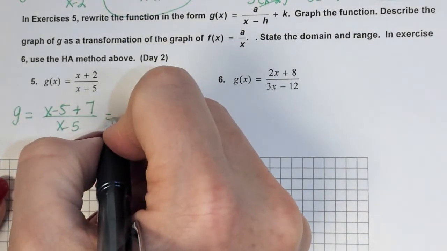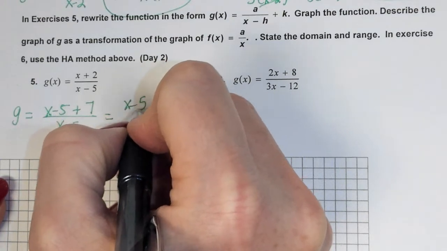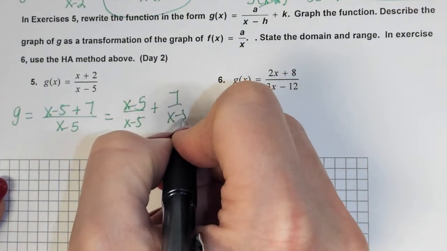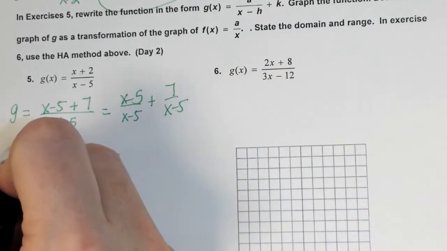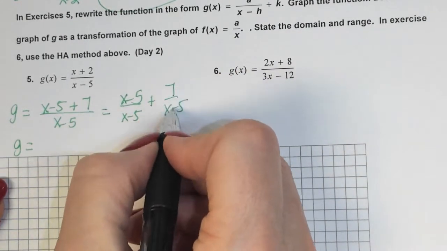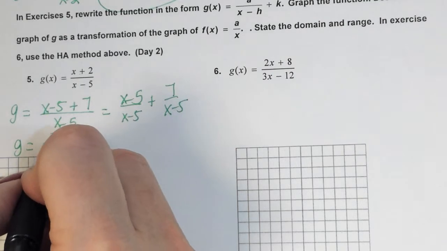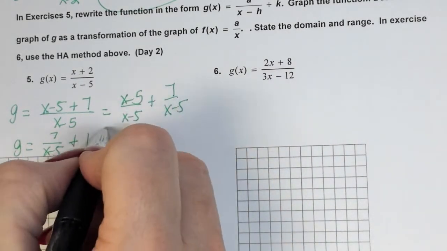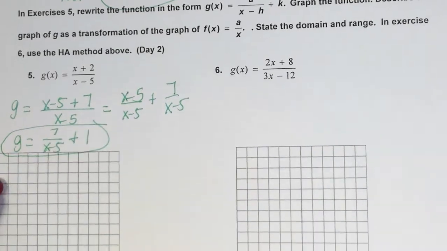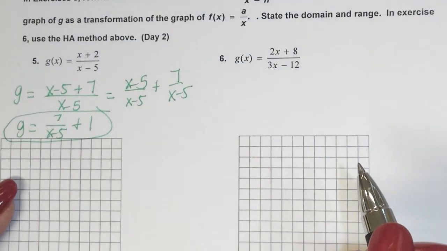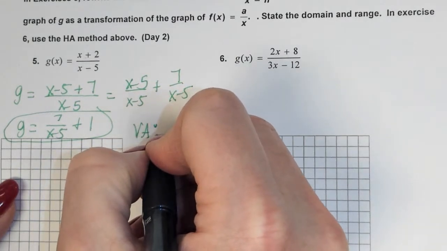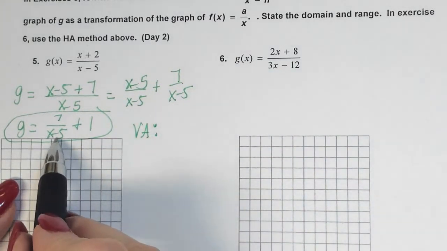So now I'm going to split it apart. So it's going to be x minus 5 over x minus 5 plus 7 over x minus 5. So that's going to be the same as, I'm going to put this one first, 7 over x minus 5 plus 1. That's our function in that form. So now we're going to go through and find everything. What's the vertical asymptote? What's the shift here?